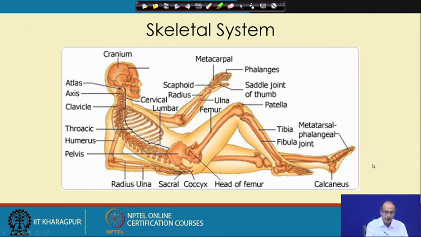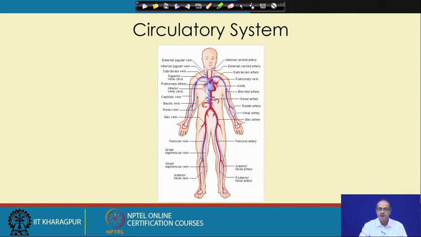So, we should move to the next system. Next we have taken the circulatory system. In the circulatory system, we know that we have a pump in our body, that is the heart, and we have two different kinds of pipes or vessels. One is called the artery, which pumps out the blood from the heart, and the other kind of vessel is called the veins, which take the blood back from the different parts of the body.